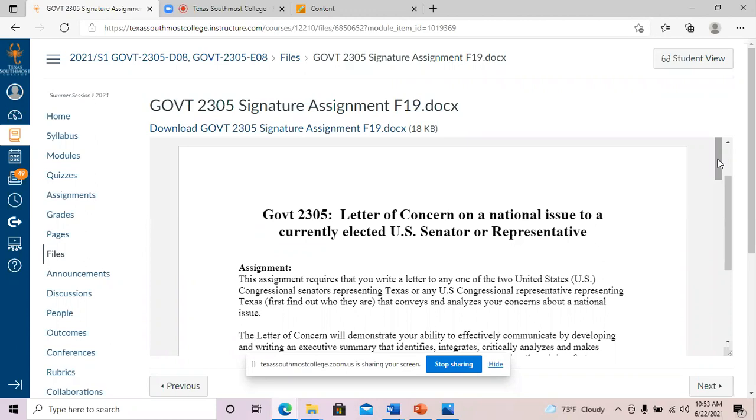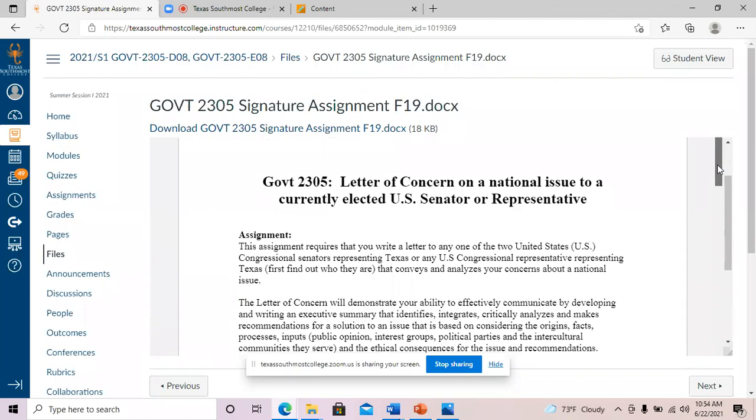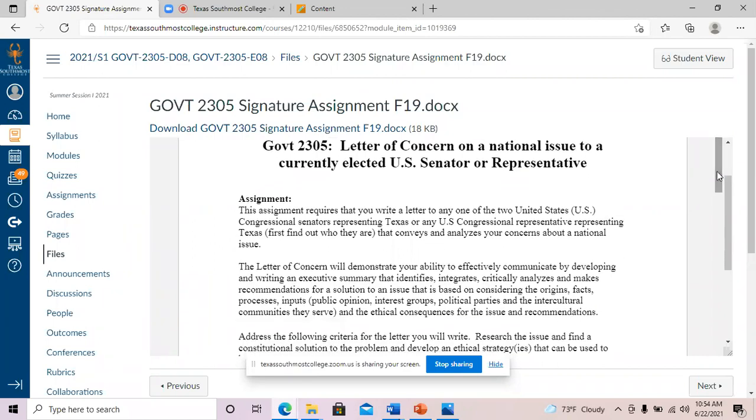And like I've said before, this assignment is kind of like a capstone assignment where you take everything that you've learned throughout the class and you apply it to this assignment here. So when we're looking at our signature assignment for Government 2305, it's a letter of concern on a national issue to a currently elected U.S. senator or representative. Okay, so let's go over this and then we'll break it down a bit.